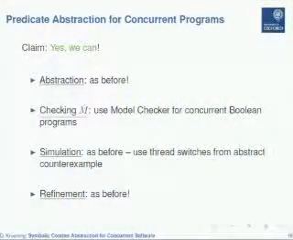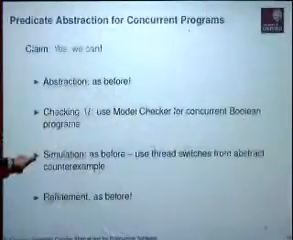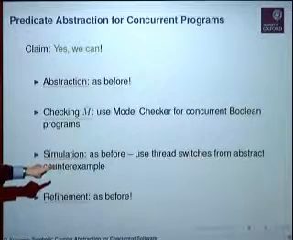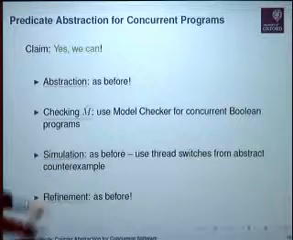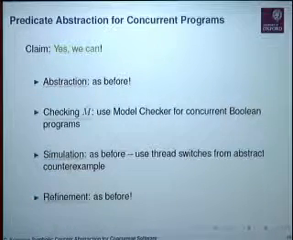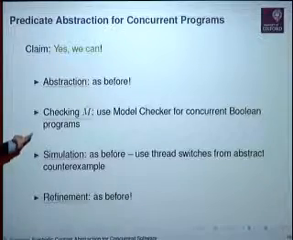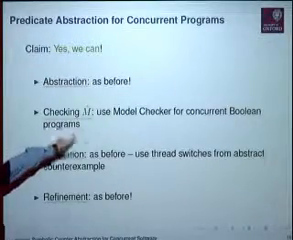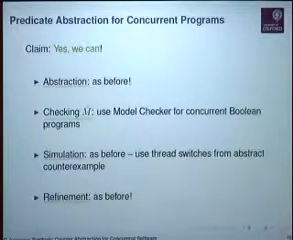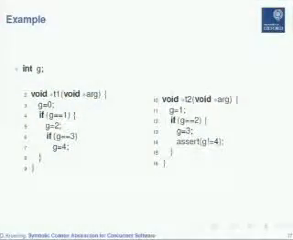The good news is that you can essentially use this loop as is in the concurrent setting. Abstraction happens as before with this minor change. Simulation is as before. The only thing to take care of is to use the thread interleaving from your abstract counterexample, and refinement also happens as before. The only thing you really need to worry about is how you're going to model check these concurrent Boolean programs. That's essentially it.